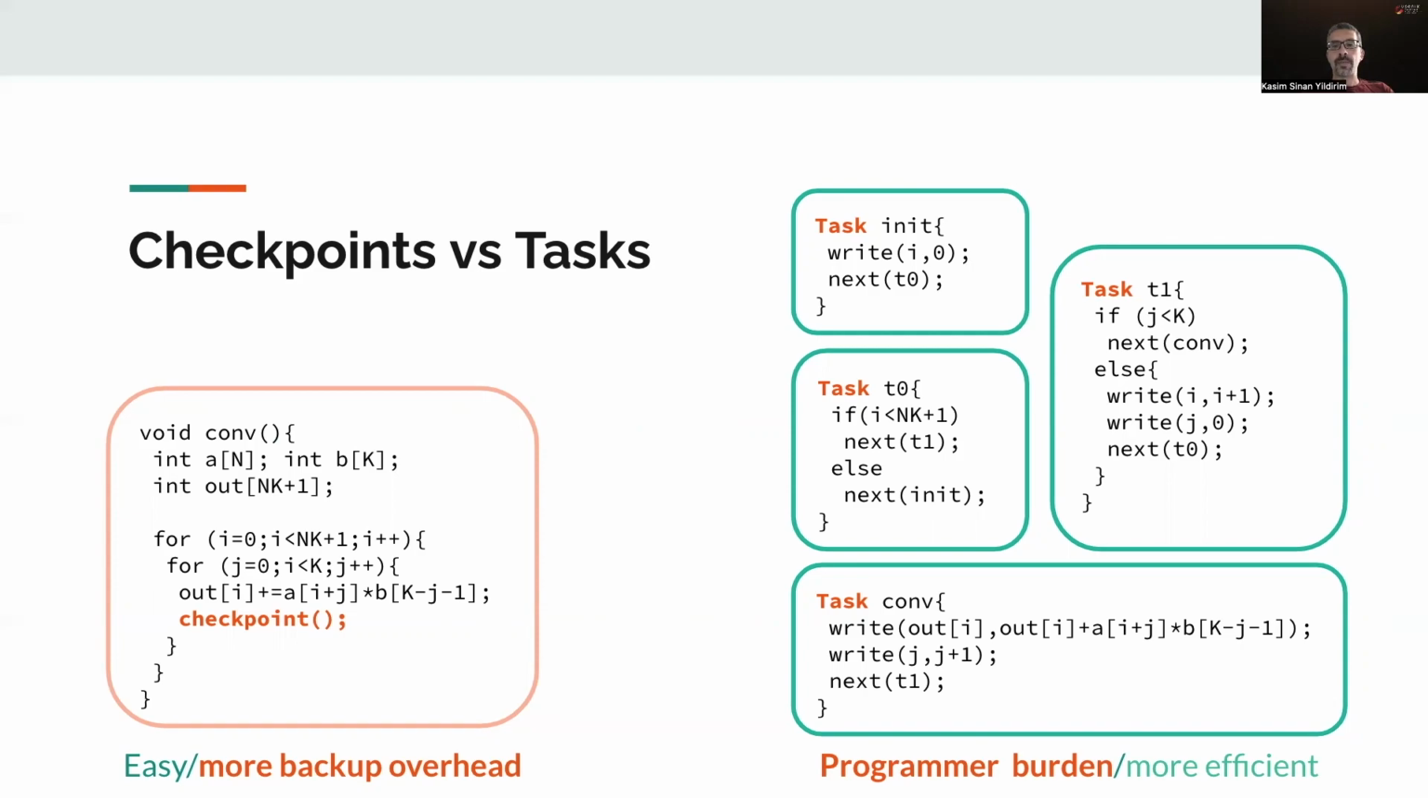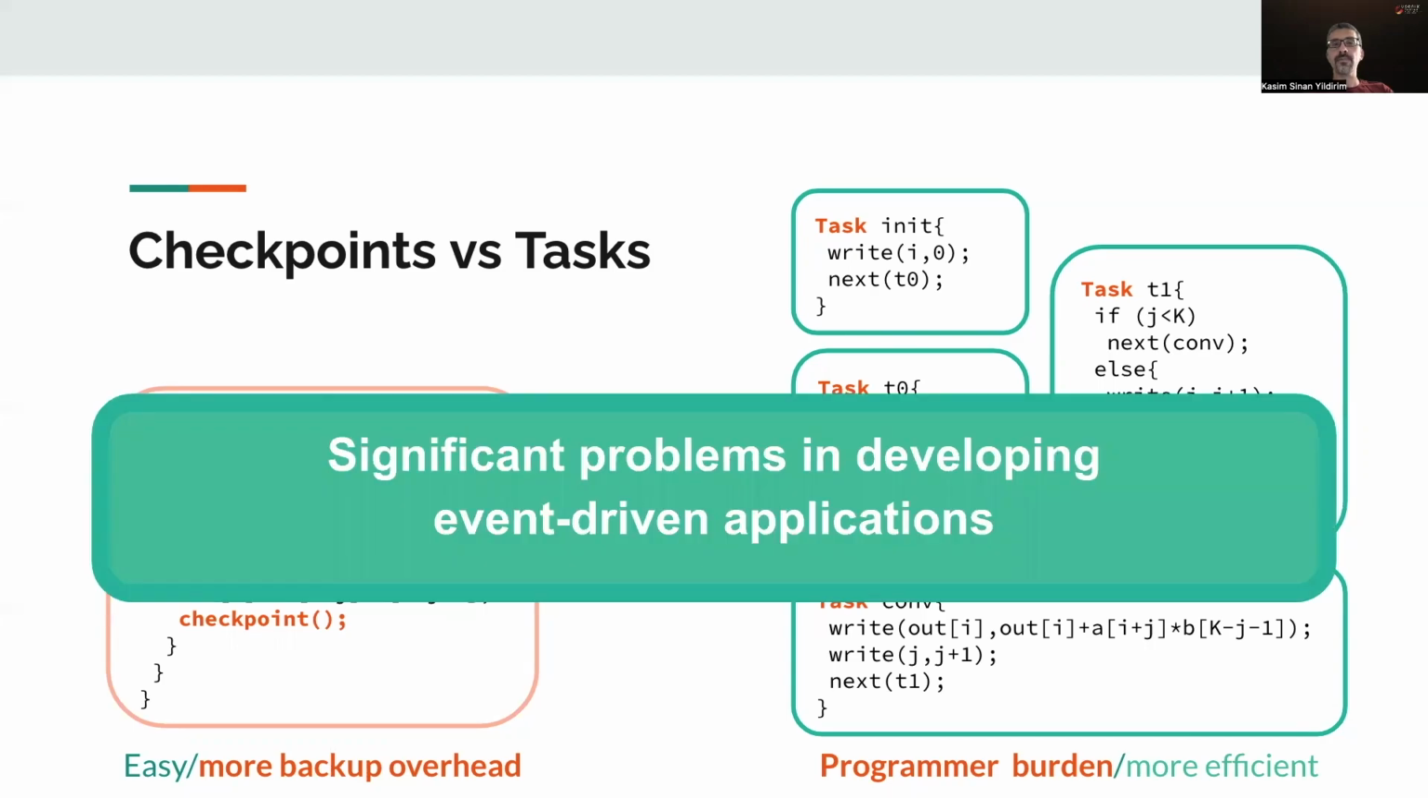Another approach is to employ a task-based programming model, which requires programmers to implement their programs as a collection of tasks and transitions among them. This model eliminates the cost of checkpoints since tasks have all or nothing semantics, that is, they are idempotent, which means that a function pointer to the current task is enough to represent the continuation of the program.